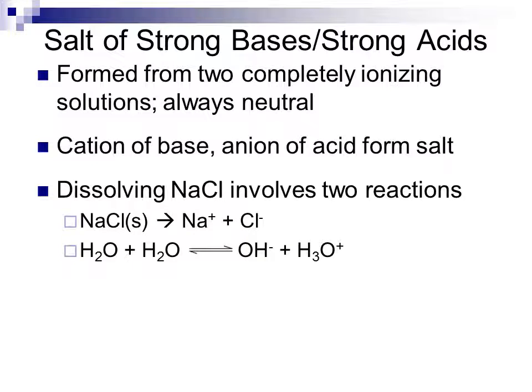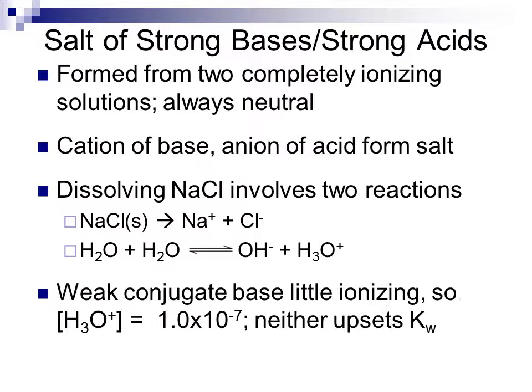In theory, Cl minus can react with H3O plus to form HCl. However, because that conjugate base, Cl minus, is so weak, very, very little ionization actually occurs. So the concentration of H3O plus remains relatively constant at 1 times 10 to the minus 7. This doesn't upset the Kw one way or the other, so the concentrations of both H3O plus and OH minus remain the same, leaving the solution at a pH of 7, or neutral.